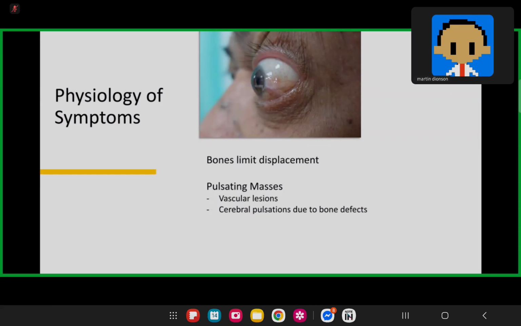Okay, so as mentioned, the orbit is a confined space, so confined by your bones. So that means your bones can limit your displacement. So a common cause of proptosis are masses. So when the mass is pulsating, it is likely to be vascular. It is likely to be a vascular lesion, or if a cerebral pulsation is felt, and maybe there is a bone defect. So if you remember orbital trauma and you have a floor roof fracture defect, then you might feel cerebral pulsations.